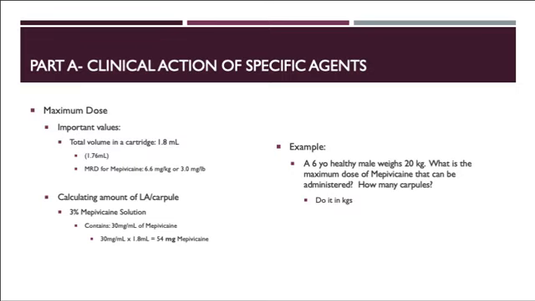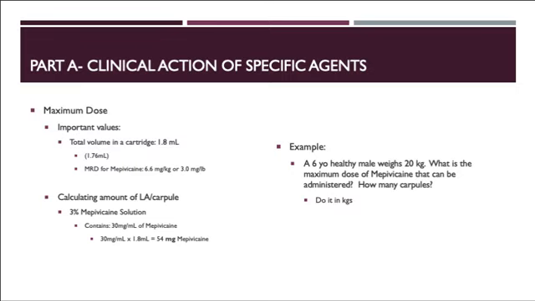This is the relative maximum dose. This translates into about 2.5 carpules, a little bit less than that. When you take 132 and then you divide it by 54, which is the other number, there are 54 milligrams of mepivacaine inside a 1.8 milliliter carpule, and that gives you about 2.4 carpules.